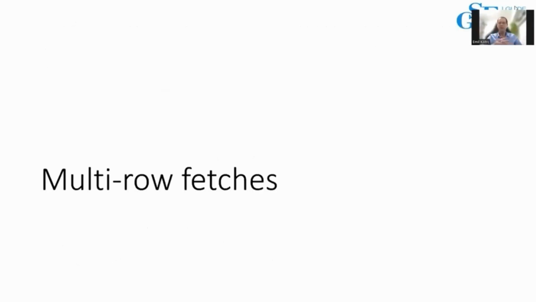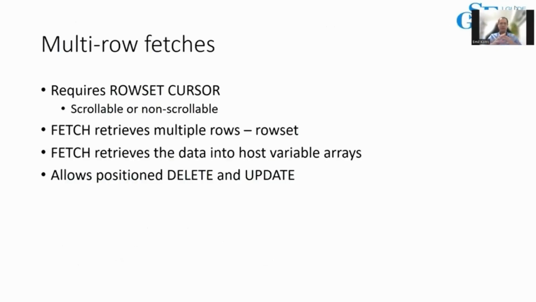Okay, so if there is no question at the moment, I would continue with multi-row fetches. And that's what I mentioned at the beginning. It's like this opposite operation, right? Now you are getting data from DB2 to your application. So multi-row fetches require a row set cursor. Again, it can be scrollable or non-scrollable. I will not go into this scrollable business too much. I will just mention that those cursors exist, but will not speak too much about them.